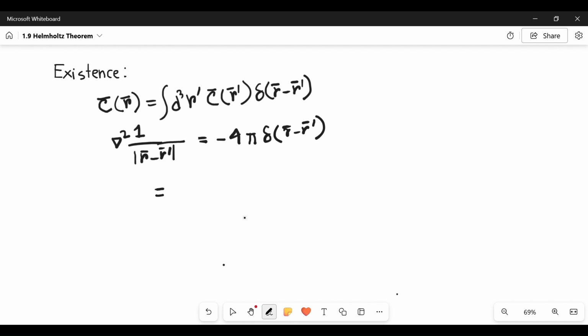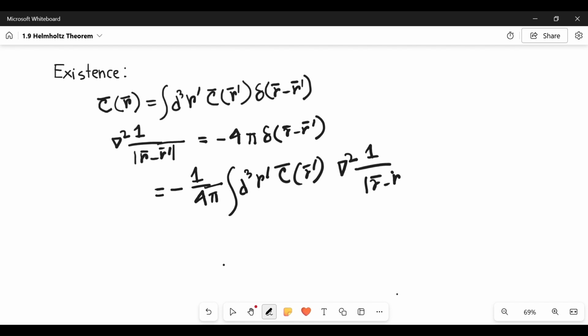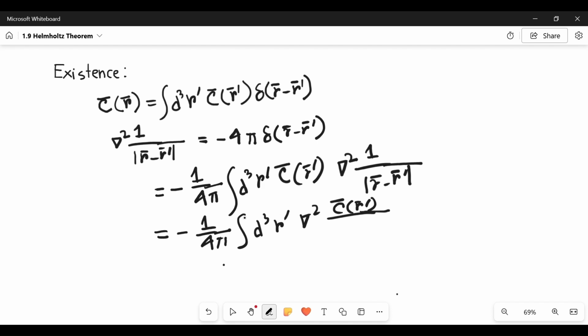We are going to replace the Dirac delta function. So it becomes, the Laplacian is in non-primed coordinate and C at r prime is in primed coordinate. So we can easily write the integral in this way, where we can switch the position of vector fields and Laplacian.